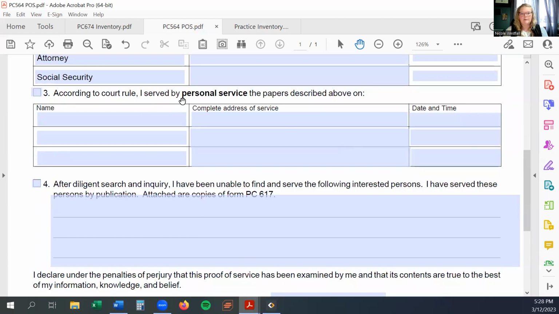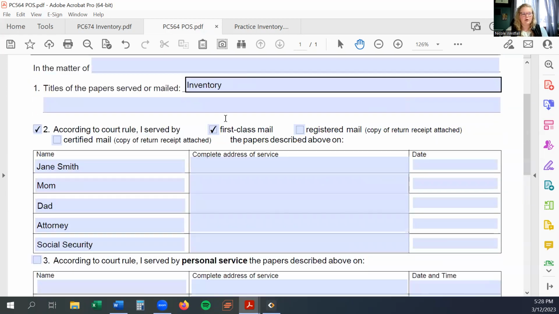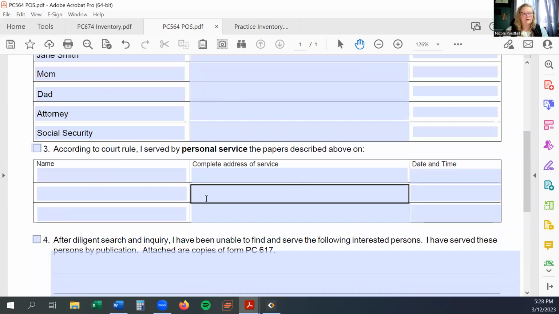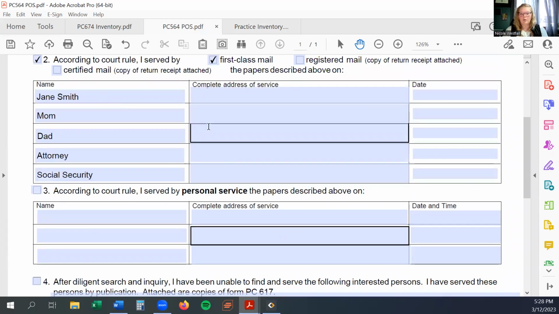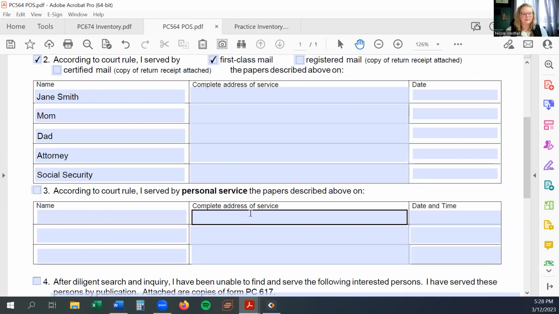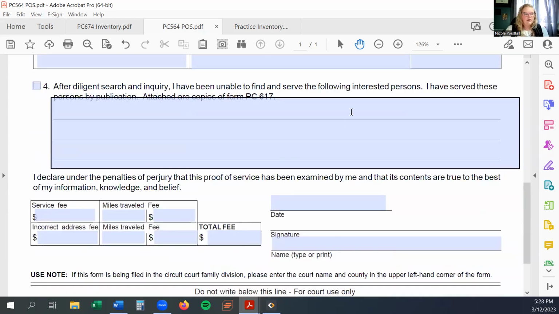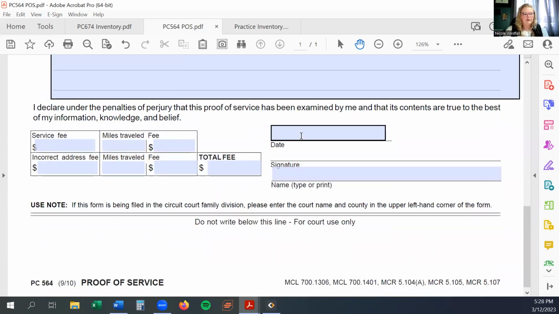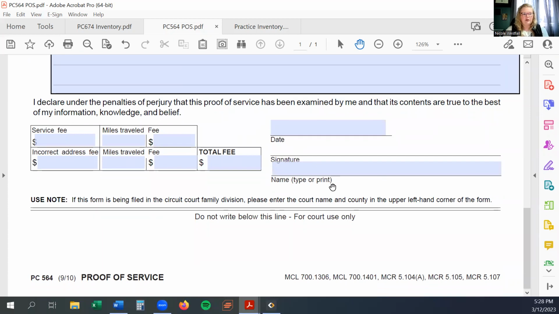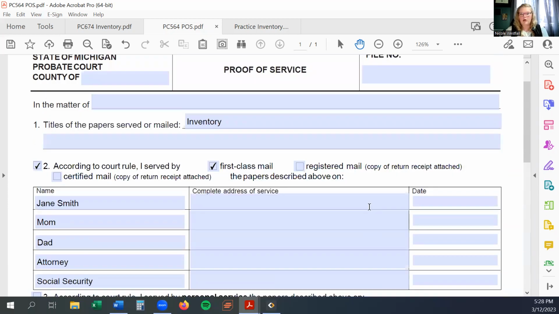If you are serving somebody in person, then you would do according to court rule, I serve by personal service. Papers described above, again, that'd be the inventory, and then whoever you served in person. So if for some reason you did serve the ward in person, then you could put that here. All right, and then you just put your date and your name and your signature, and then you would submit that to the court along with your inventory.